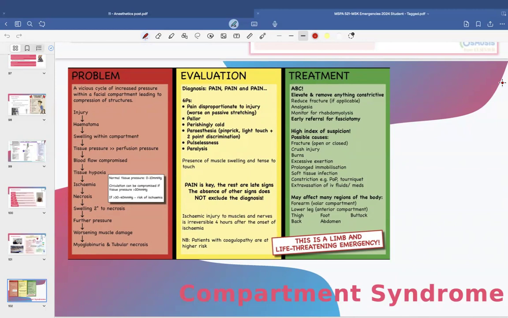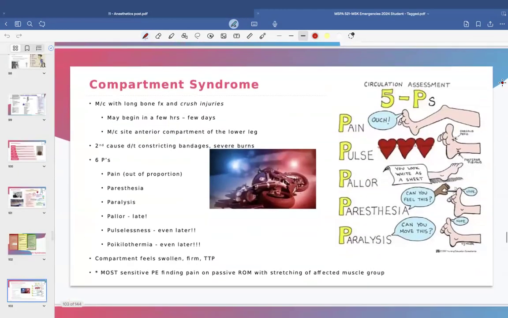They're going to teach you the 5 P's. I like this picture a little bit better for it. Pain, pulses, if you're losing any pulses, pallor, where you're starting to see the white, paresthesias, or if they can't move it, those are your P's.